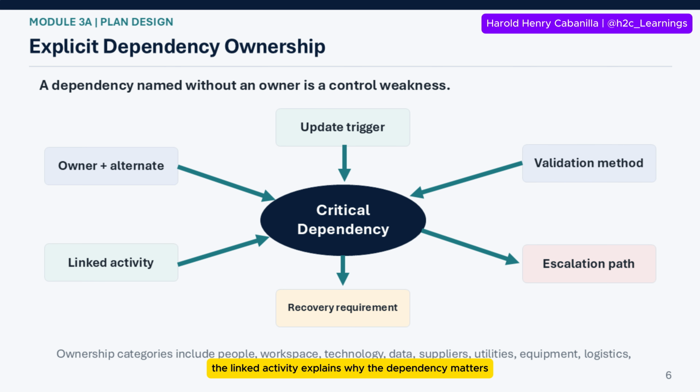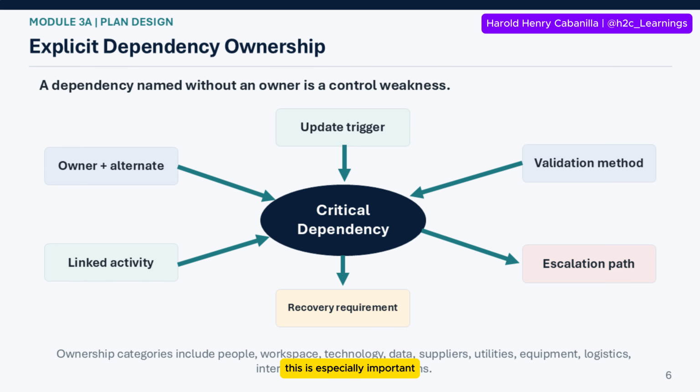The linked activity explains why the dependency matters. The recovery requirement defines what level of availability is needed. The escalation path identifies where unresolved dependency issues should go. The validation method explains how the dependency is checked. The update trigger ensures the plan changes when the underlying dependency changes.